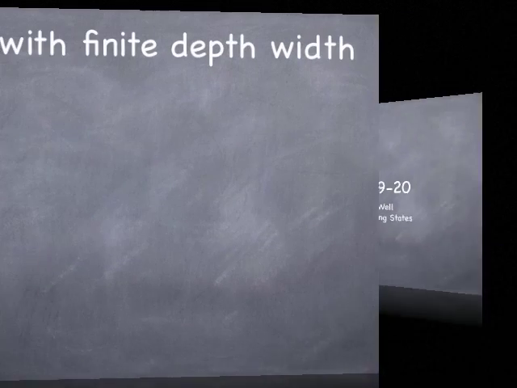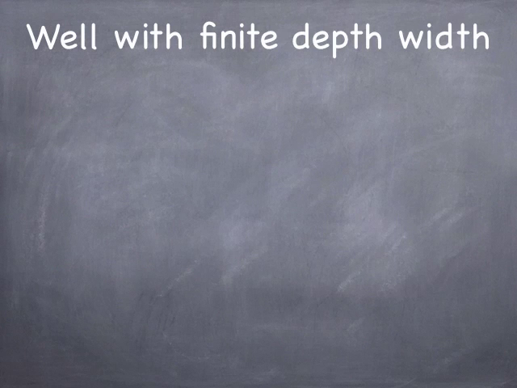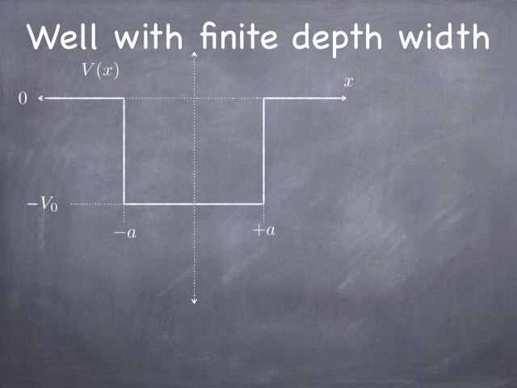So the issue is, what's the finite square well and what kind of states does it have, both bound states and scattering states? So what is a finite square well? Well, it's a well with finite depth and width. So you can imagine drawing a picture of such a thing. It might look something like this.